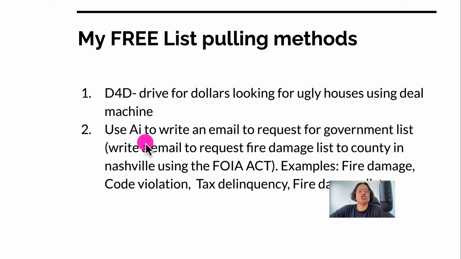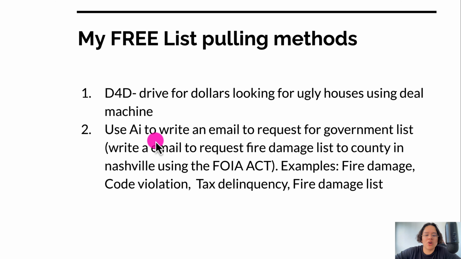Now another way, which is really, really cool, and I'm going to show you right now, is you can actually use AI to write an email to request government lists.